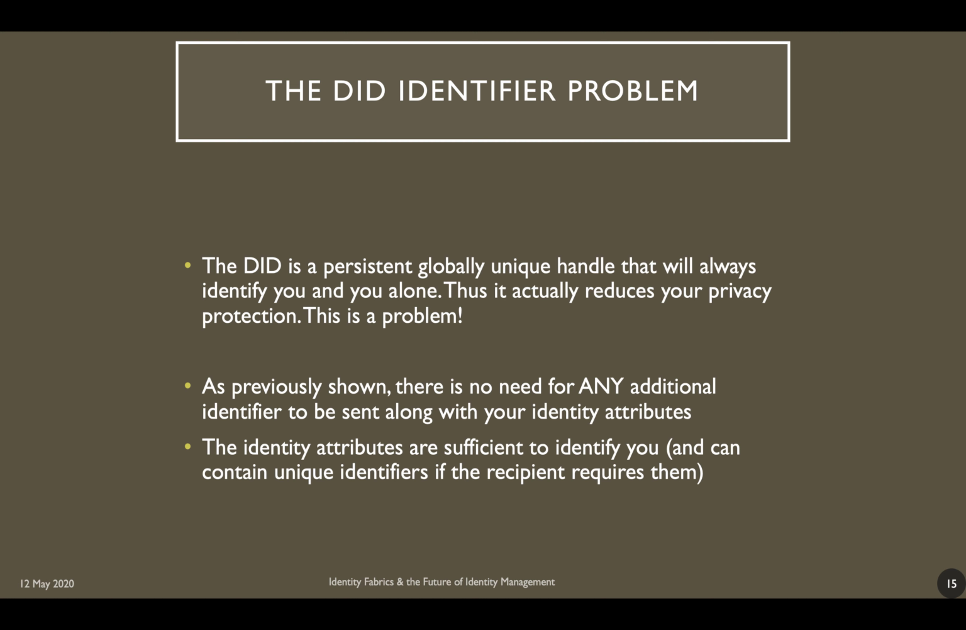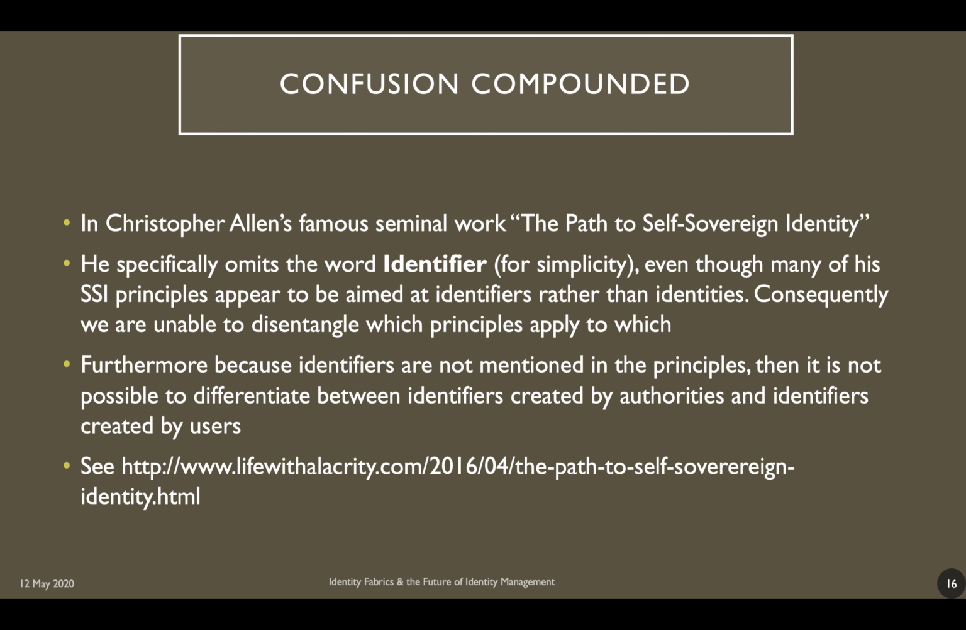In Christopher Allen's famous seminal work, The Path to Self-Sovereign Identity, he specifically omits the word identifier, for simplicity, he says, and merges the two terms, identifier and identity, into identity. Now this actually leads to confusion, as I'll show you in the next slide. And I've written to Chris and said, look, I think it'd be a good idea to update your principles to separate out identifiers from identity.